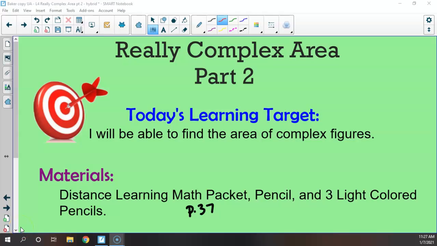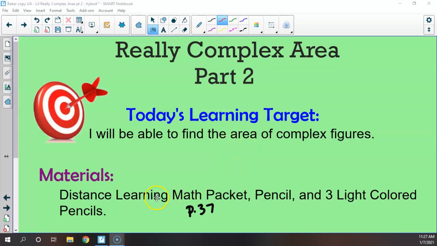Hello, fourth grade mathematicians. This is Mrs. Baker here with our part 2 lesson of finding the area of really complex figures. So today's learning target is I will be able to find the area of complex figures.